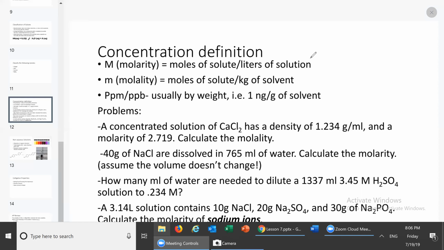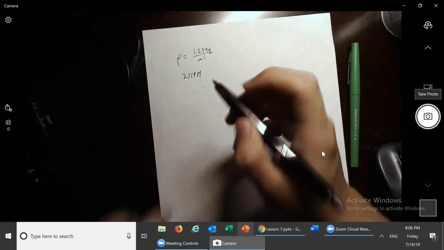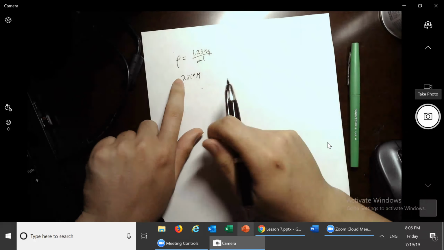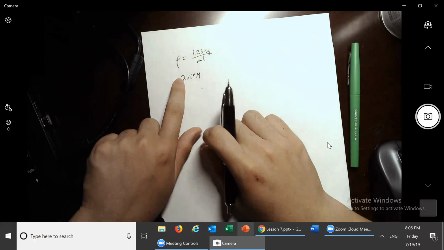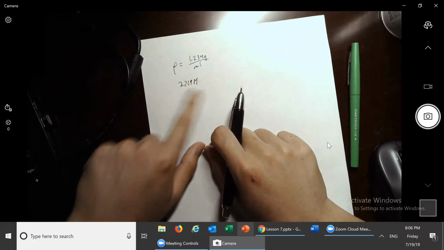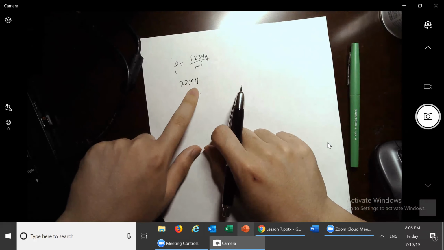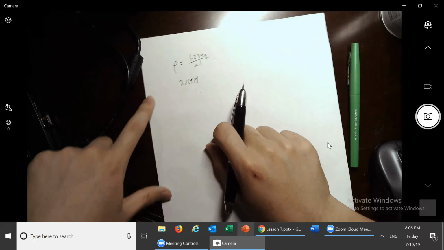Great. So this is the data we're given. We have the density. Density is usually given by the Greek letter rho. So rho equals 1.234 grams per milliliter. And we're given that we have 2.719 moles per liter of CaCl2. Okay? So what can we do with this data?